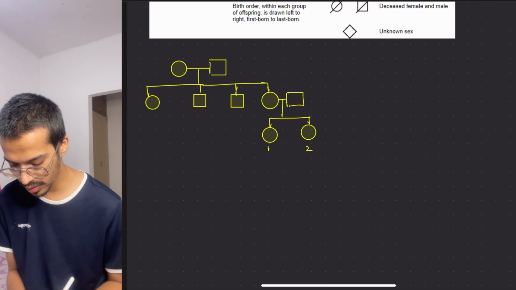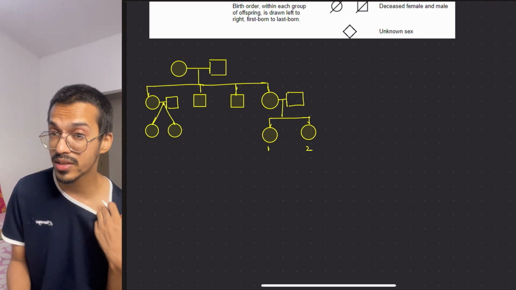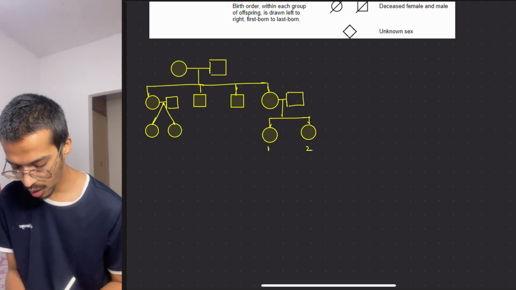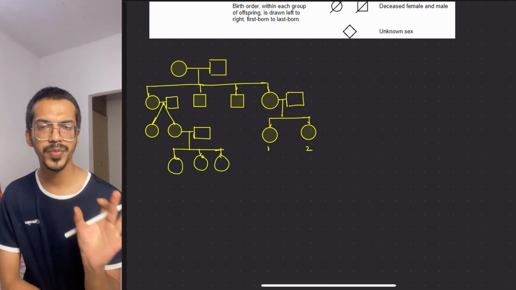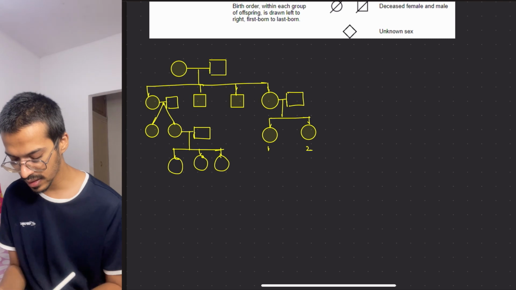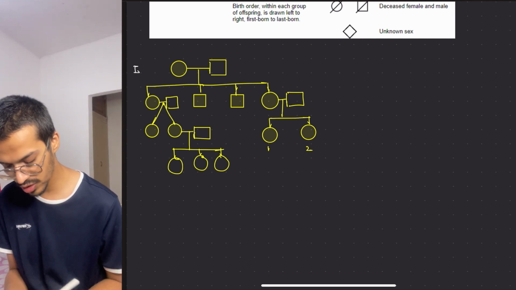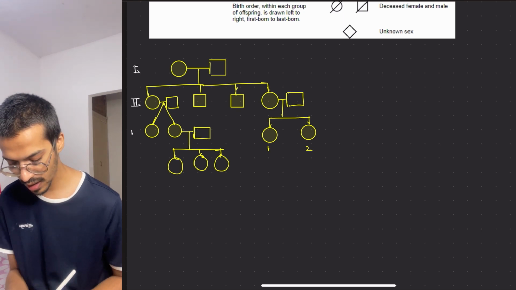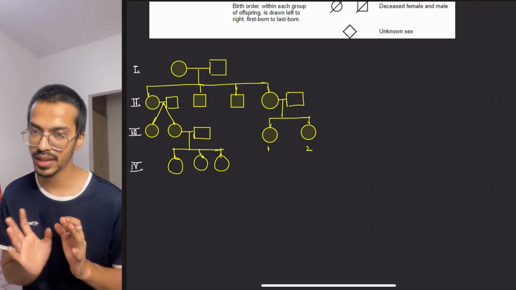Similarly, she also got married and gave birth to something like this. This is what? Fraternal twins, both are daughters. Out of this, one got married and gave birth to three female daughters. This is pedigree analysis. Now here, this is the first generation, this is the second generation, this is the third generation, and this is the fourth generation. This is how we make it.